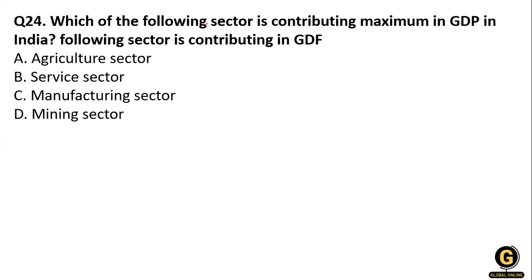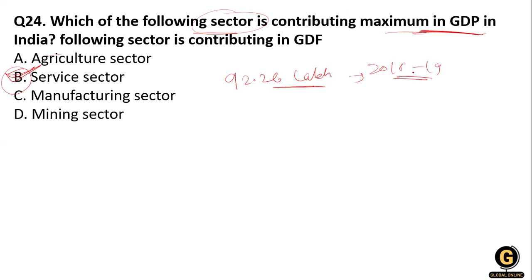Now the next question: which of the following sectors contributes the maximum to GDP in India? A, agriculture sector; B, service sector; C, manufacturing sector; D, mining sector. So what would be the right answer? You know that it is the service sector. The service sector is the largest sector of India and contributed about 92.26 lakh crore, and this is data of 2018-19.